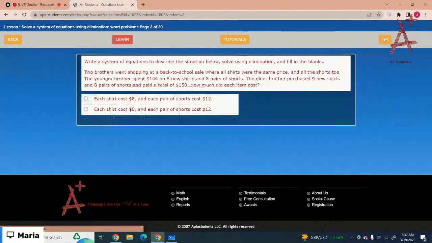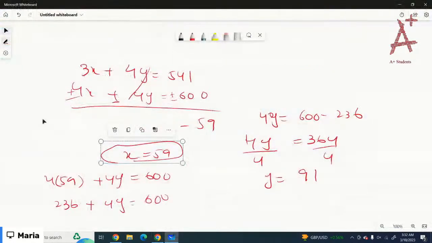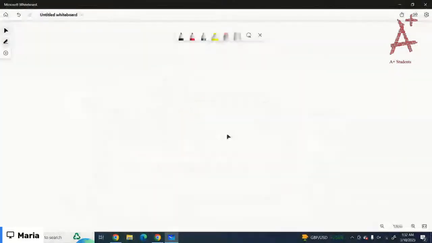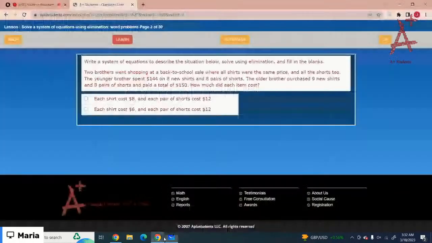Okay, the next one is: two brothers went shopping at a back to school sale where all shirts were the same price and all the shorts too. The younger brother spent $144 on 8 new shirts and 8 pairs of shorts. So it would be 8x plus 8y equals 144. And the second one: the older brother purchased 9 new shirts and 8 pairs of shorts. It would be 9x plus 8y equals 150.